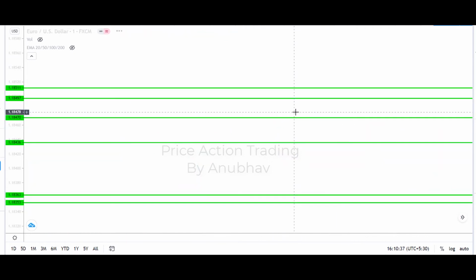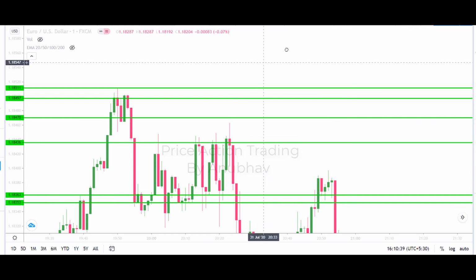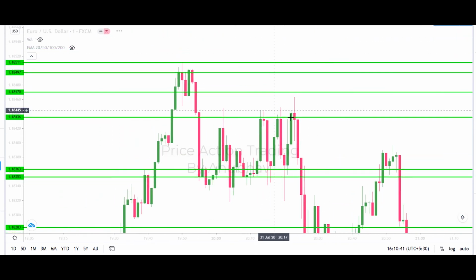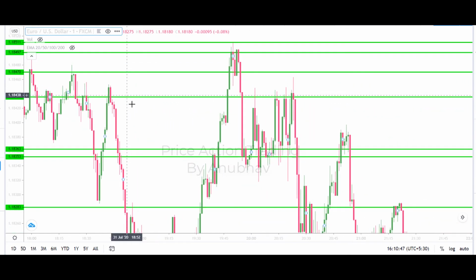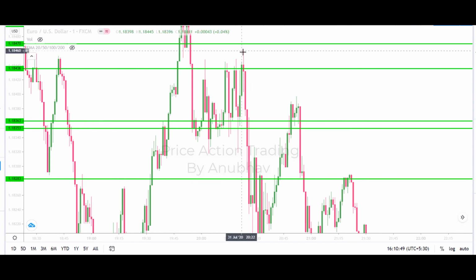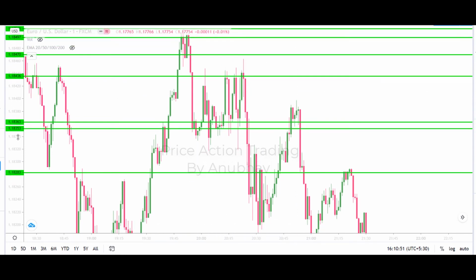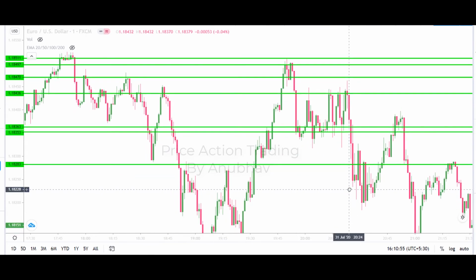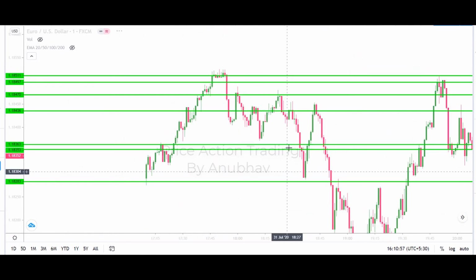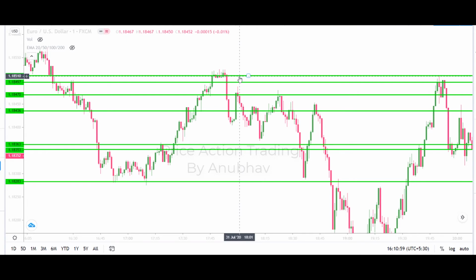The market tried to do a fake. I'm sorry, I'm not sure what happened here. So let me just zoom out. Okay, so we were here, right? Okay, so you get a good chance here to trade. This is a good candle to trade.